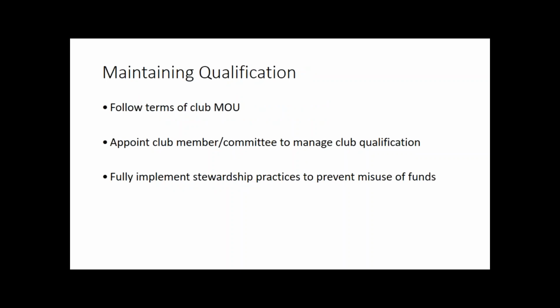Okay. To maintain qualification, you have to follow the terms of the club memorandum of understanding. You're to appoint a club member committee to manage club qualifications. Now that's really important. It's not advisable to have any one person operating in isolation of their club. Allow your club members to enjoy the process of developing a project and enjoying the success of that project. And we all know in order to get buy-in from anybody, club members or community, they have to be active participants. So the more people that you involve in your club processes, the more successful that you're going to be.